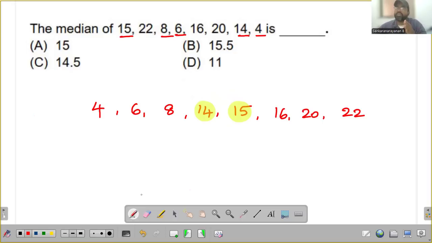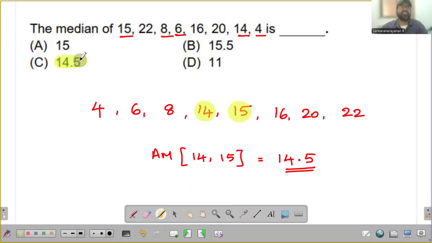So the n by 2 observation and the n by 2 plus 1 observation, I need to locate them after arranging the given set of observations in ascending or descending order. Once I am ready with those, you just take the arithmetic mean of them. That's all. So here you can say 14 and 15 are there. The arithmetic mean of 14 and 15 is equal to 14.5, and that is going to be the median of this given set of observations. Option C, 14.5, is going to be the answer here.